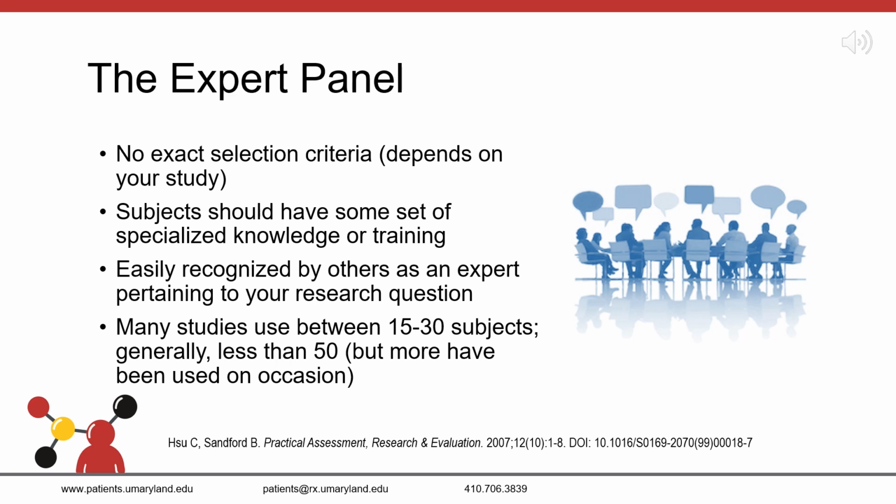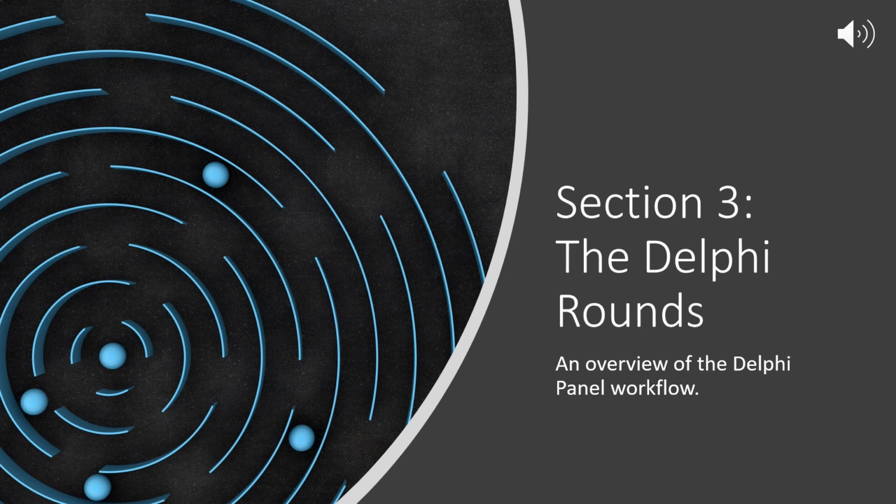Many studies have used between 15 and 30 people. Generally, you're going to see less than 50 people in most Delphi panels, but there have been occasions where there have been hundreds of people invited to a Delphi. It really depends on the questions that you're asking and what experts need to be in the room, so to speak. Next, let's discuss the individual Delphi rounds and the workflow of the technique.